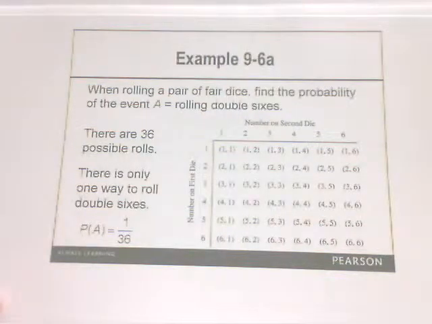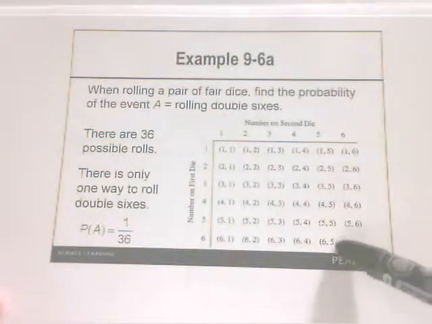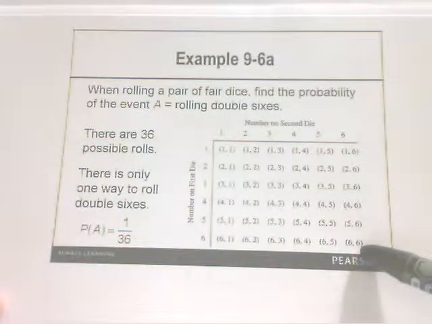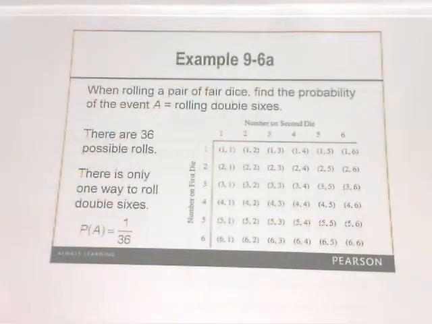And there's only one way to roll double sixes, which is, of course, 6 and 6. There's only one way to do that. So that probability of rolling double sixes will be 1 out of 36.